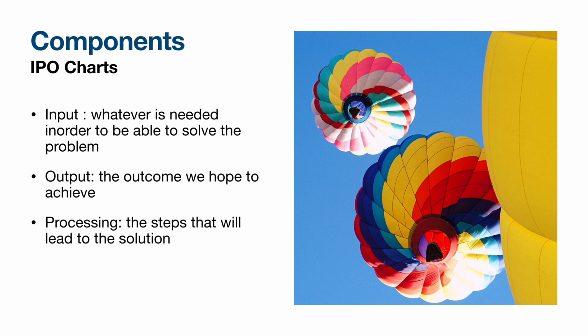If you had gone through the material that was sent, you would realize that an IPO chart has three components: input, which entails whatever is needed in order to be able to solve the problem; output, the outcome we hope to achieve when the problem is solved; and processing, which refers to the steps that will lead to a solution.